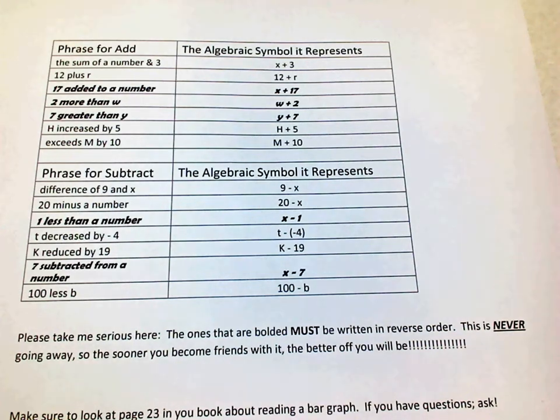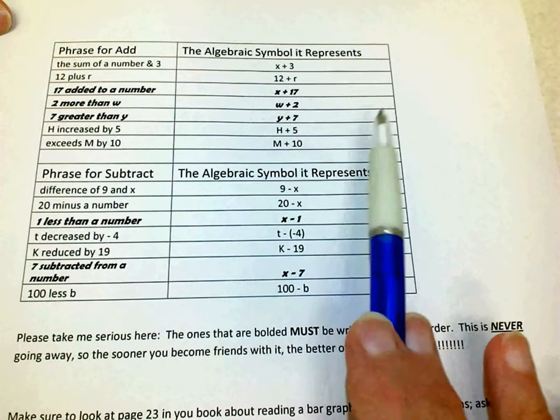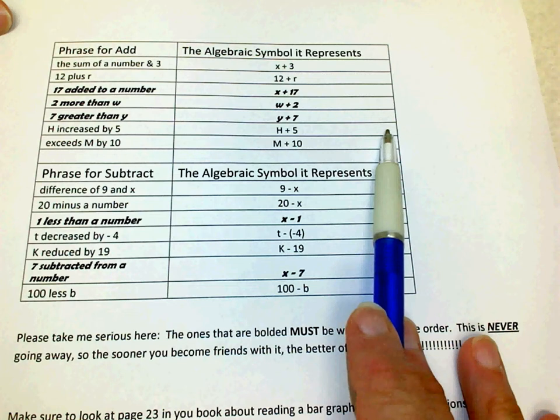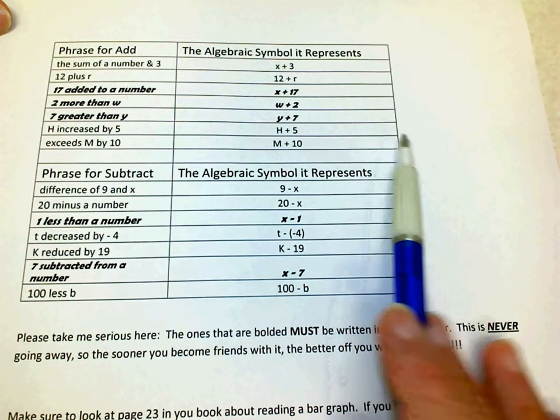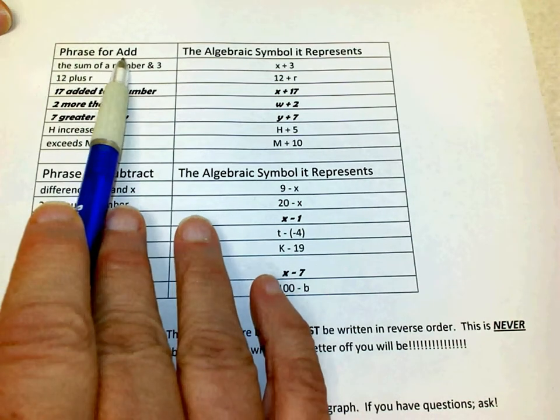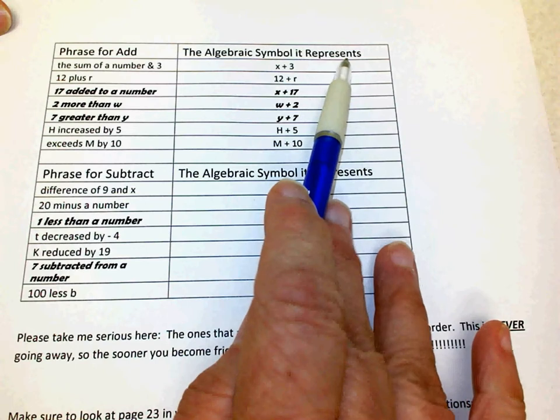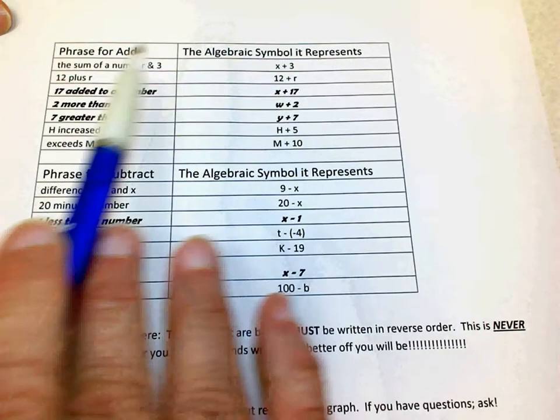This is part 2 of chapter 1.3. This chart is probably one of the best tools to help you as you're dealing with the algebra. Phrases for addition, and then how to translate it into symbols that represent what you read.